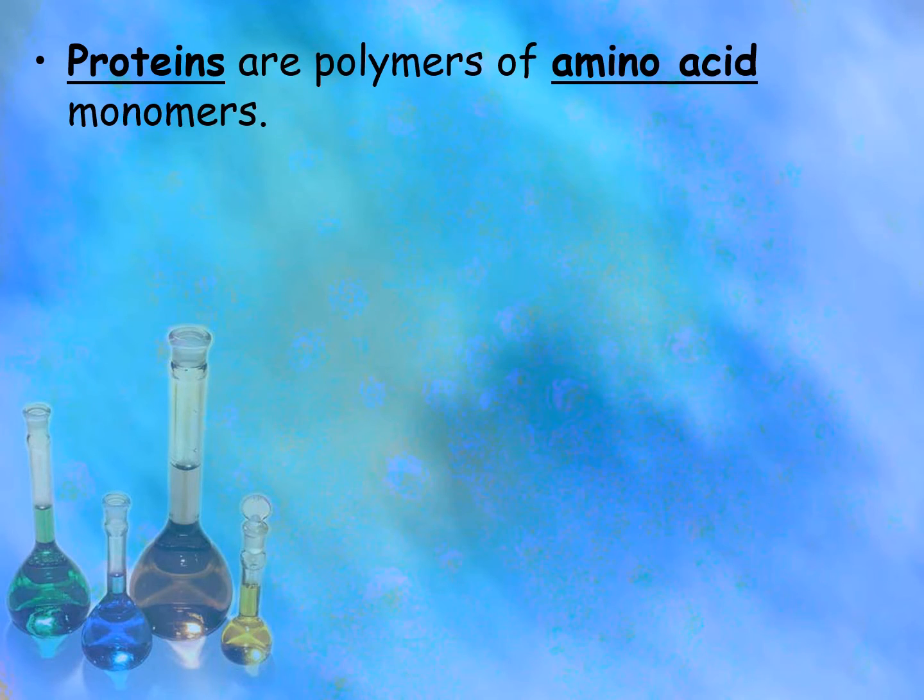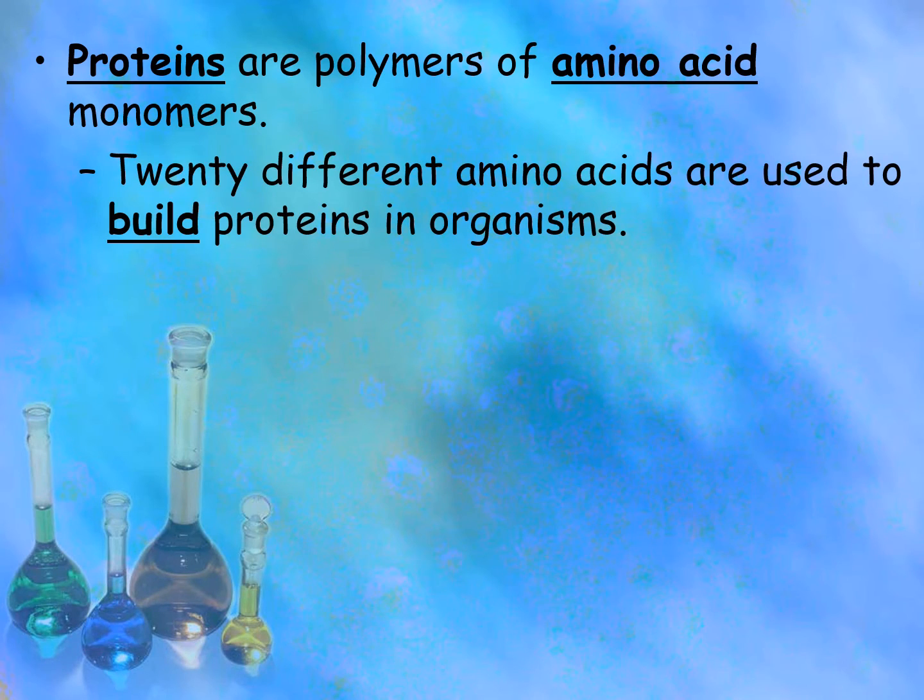Okay, our next group of organic compounds are proteins. Proteins are polymers of amino acid monomers. You will need to remember that amino acids are the building blocks of proteins. There are 20 different amino acids that can be used to build proteins in organisms.